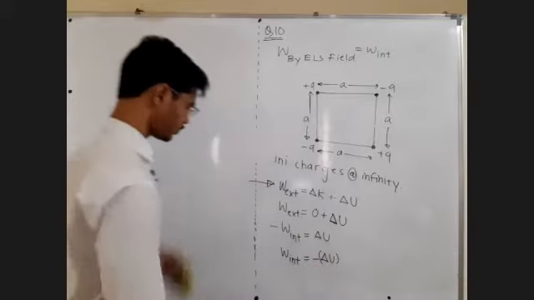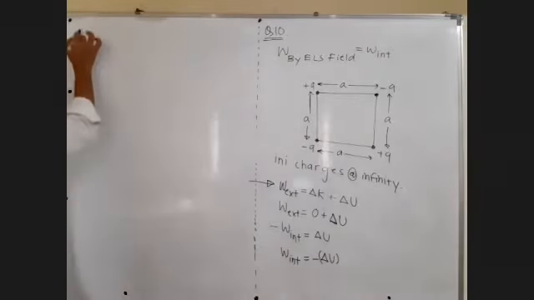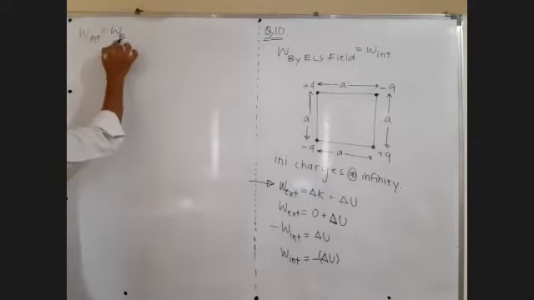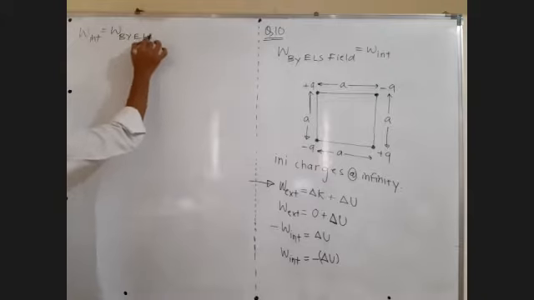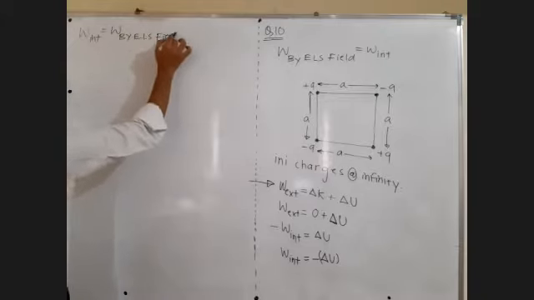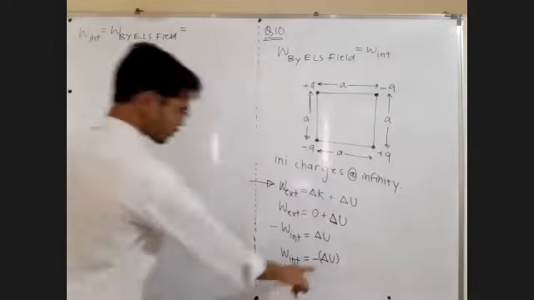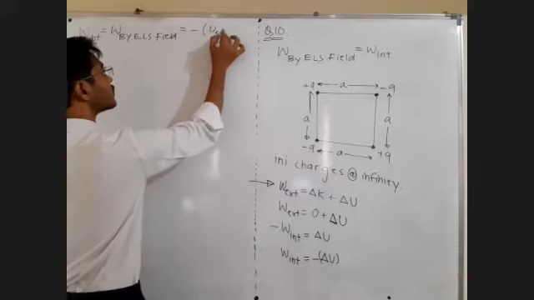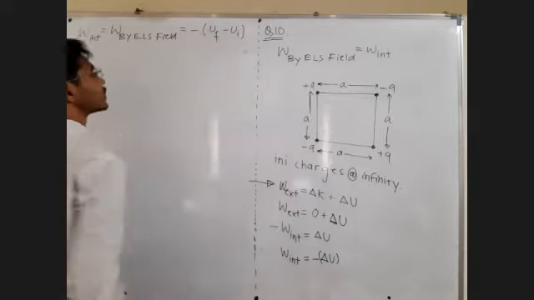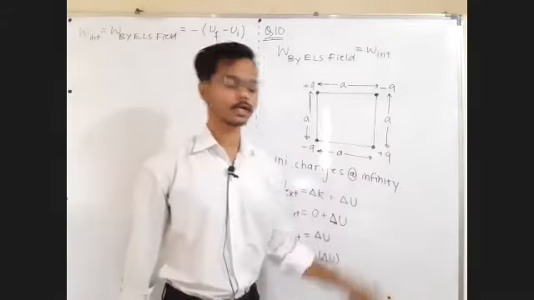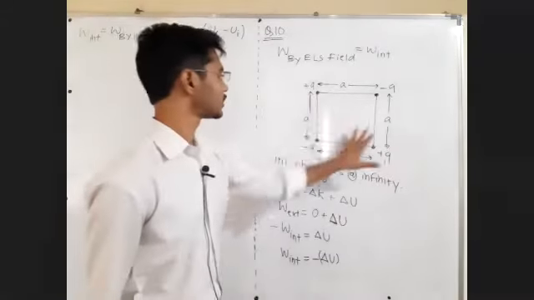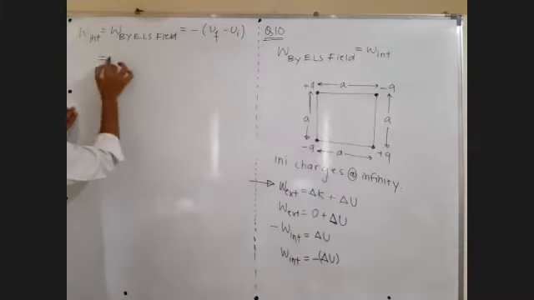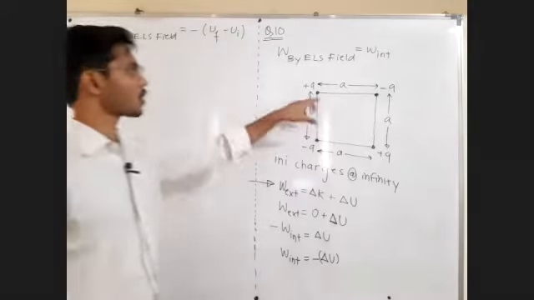Okay, sir. Fine. So work done by the internal force, or work done by the electrostatic field, is equal to minus of delta U. Delta U means final minus initial. But initially charges were at infinity, and finally they are on the corners of the square. So this minus sign stays as it is.